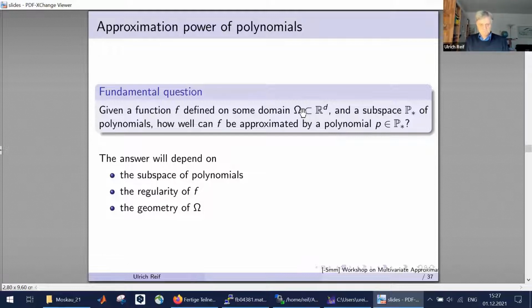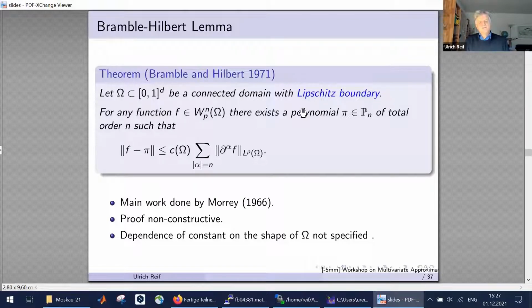But how? There's a very famous theorem by Bramble and Hilbert. It's called Bramble-Hilbert Lemma, but I think it's a theorem.